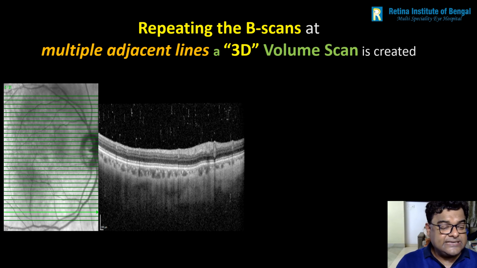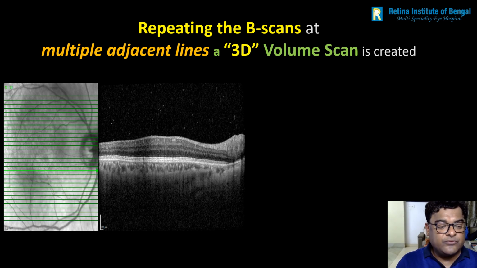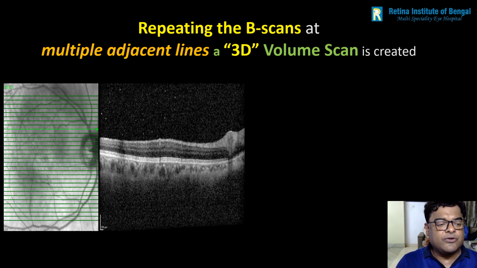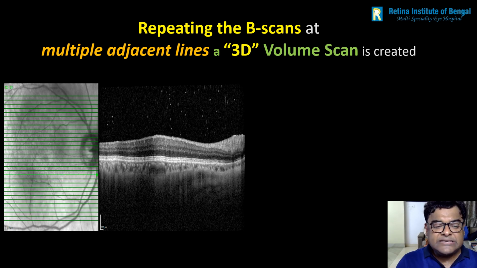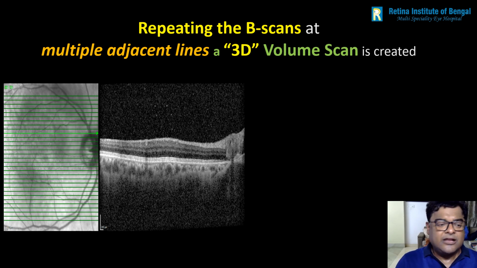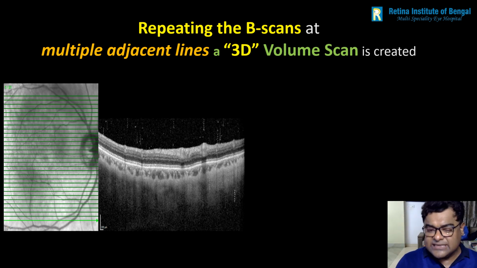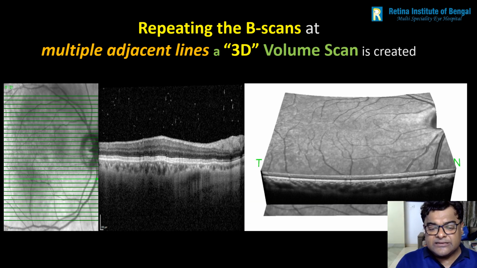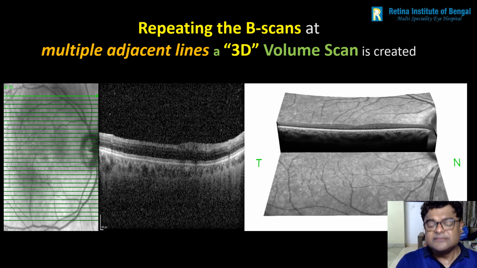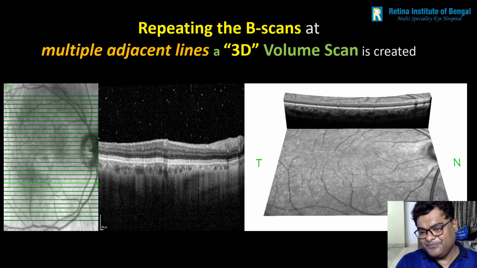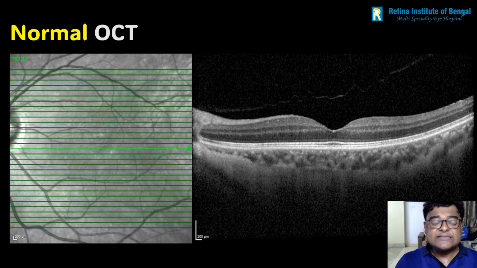As we can see here, this B scan itself is moving. As we keep moving from the bottom to the top, you can see the corresponding B scans are changing. Now if you take all these B scans, then the machine can create for you a three-dimensional map, or volume scan rather, like this. So this is how a normal OCT looks.